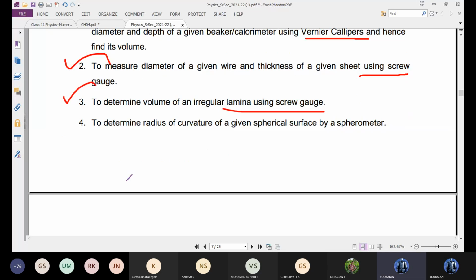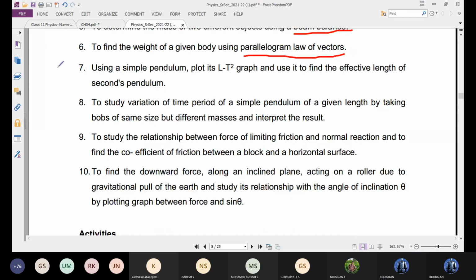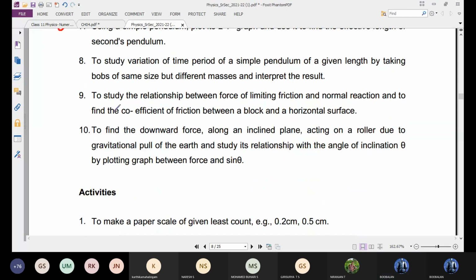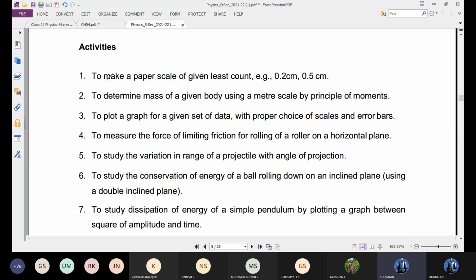Now in this chapter 11, one it is the parallelogram law of vectors. So this one in this week we'll see. This is beam balance, physical balance only, ma'am. This one also we'll discuss up to 6. See that. What are the activities there? To make a paper scale of given least count. Example 0.2 centimeter, 0.5 centimeter. So determine the mass of the given body using the meter scale by principle of moments.